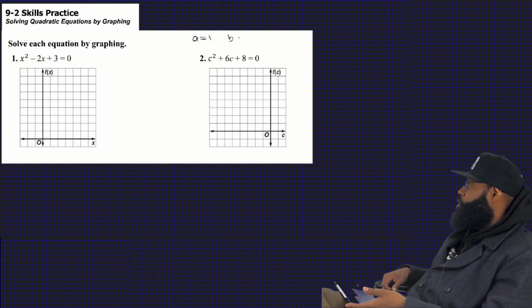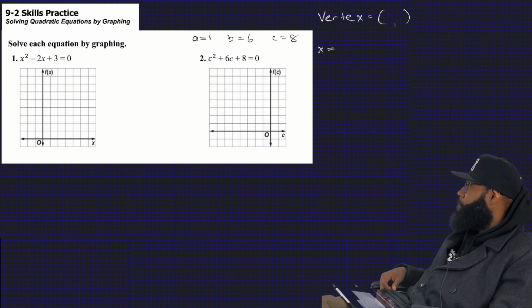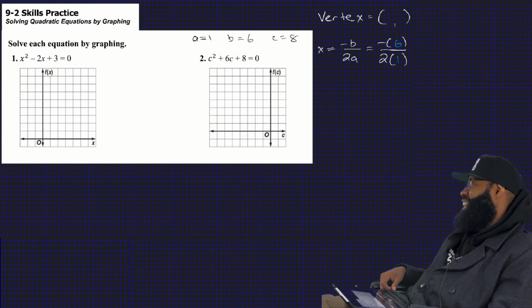All right, guys, so for number 2, again, a is equal to 1, b is equal to 6, and c is equal to 8. Let me go ahead and get my vertex formula, which is x is equal to negative b divided by 2a. Always write it, guys, always write it.